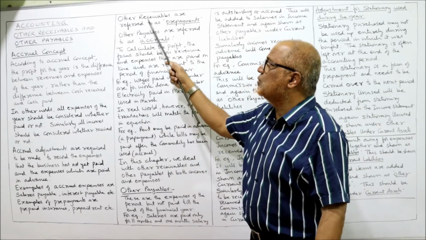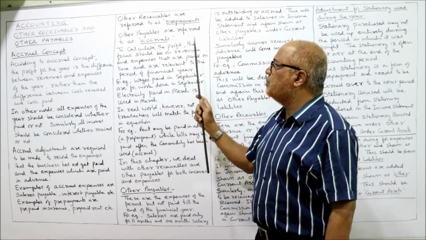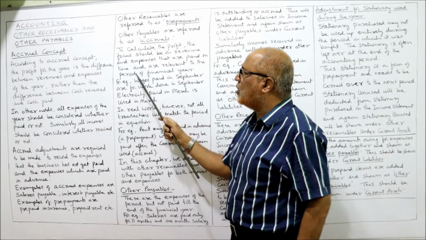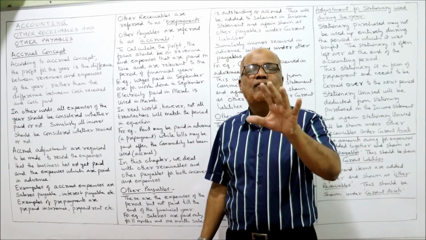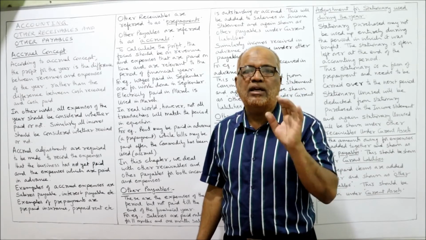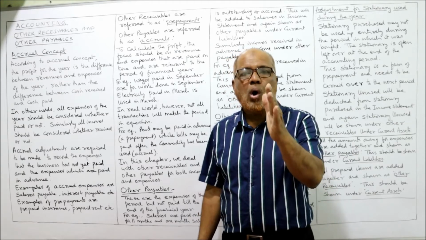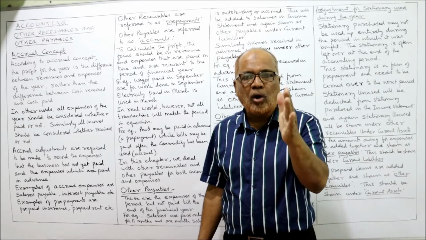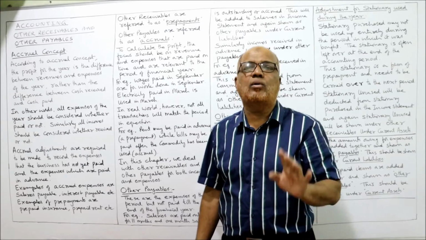Prepayments, other receivables. These two concepts you remember. Now to calculate the profit, the focus should be on revenue and expenses that are paid on time and are relevant to the accounting period. Just now I told you, whenever you want to find out the profit of the current financial year, we need all the revenue and all expenses relating to the current accounting year.